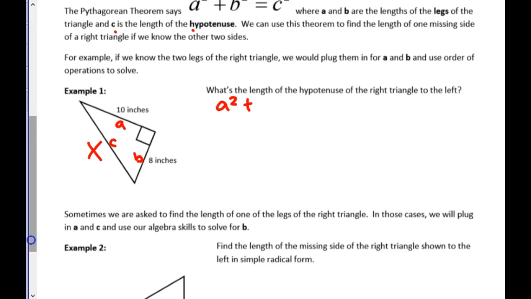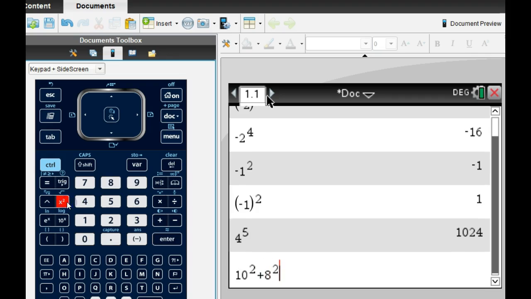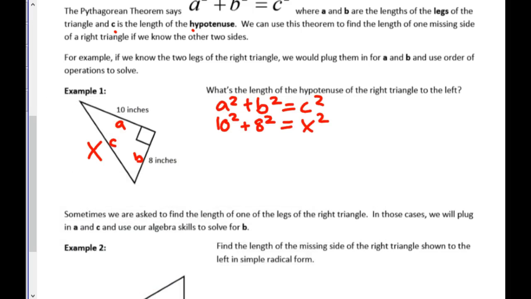Okay. So I have my Pythagorean theorem. So a and b, 10 squared plus 8 squared, is supposed to equal c, which is missing, x squared. So what is 10 squared plus 8 squared? 164. So 164 equals x squared. To get rid of that squared, I square root, and I square root. Now I need to find out the square root of 164. We are not typing it in the calculator, okay? No decimals.